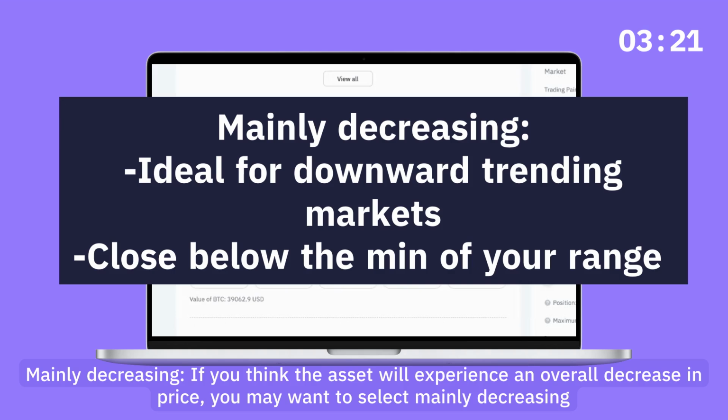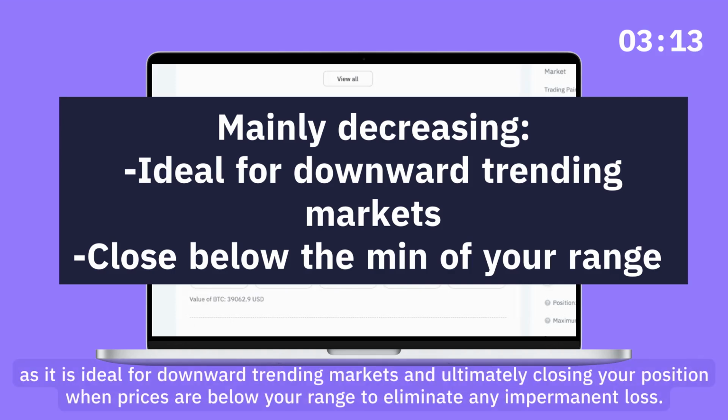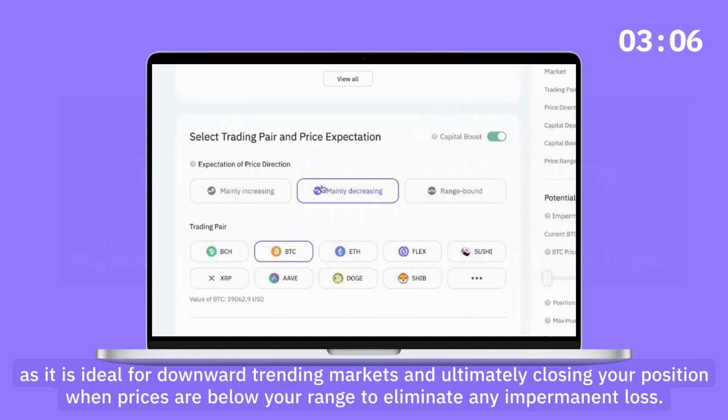Mainly decreasing. If you think the asset will experience an overall decrease in price, you may want to select mainly decreasing, as it is ideal for downward trending markets and ultimately closing your position when prices are below your range to eliminate any impermanent loss.